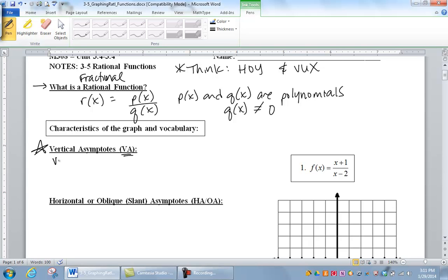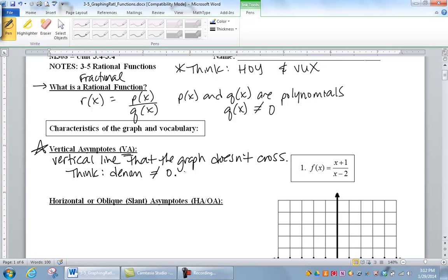What that means is it is obviously a vertical line that the graph cannot cross. Remember, for the vertical line, you're thinking: set the denominator equal to 0, because it can't equal 0. So you need to figure out what makes the denominator 0 in order to figure out what the vertical asymptote is. Also keep in mind there can be more than one, and we'll do an example later where there is more than one vertical asymptote.